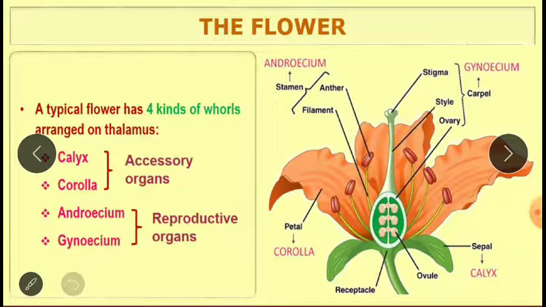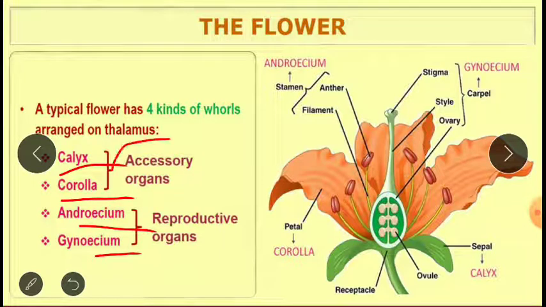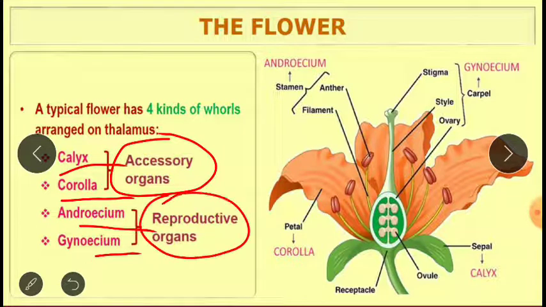Now coming to the flower. A flower typically has 4 kinds of whorls. Whorl is nothing but a bundle. So typically it has 4 parts. These are attached or arranged on the thalamus, which is the swollen part of the stalk, and they are calyx, corolla, androecium, gynoecium. Calyx and corolla are known as accessory organs, whereas androecium and gynoecium are known as the reproductive organs.